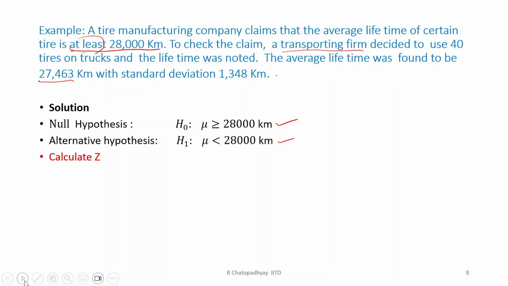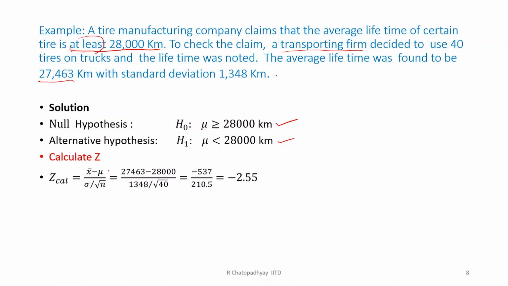Now, if we go for the solution, the process steps are the same, we find out Z. You know the formula, just substitute the values. This is the mean of the sample of 40 tires. This is the original value being claimed by the manufacturer, and we get a figure of minus 2.55. This is the calculated value of Z.